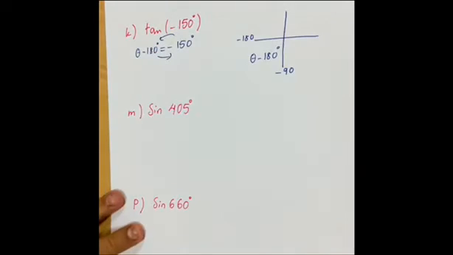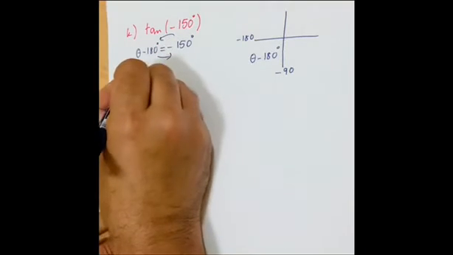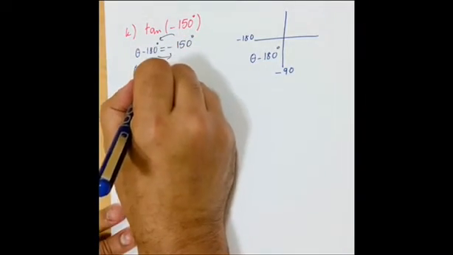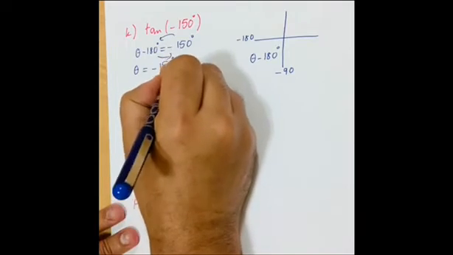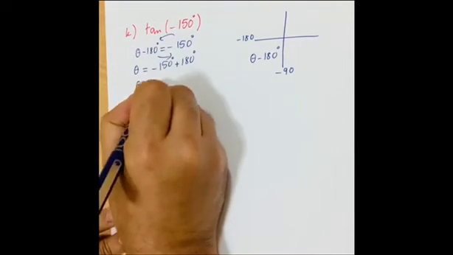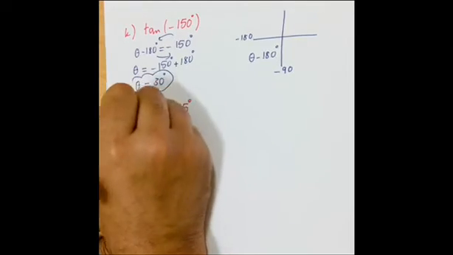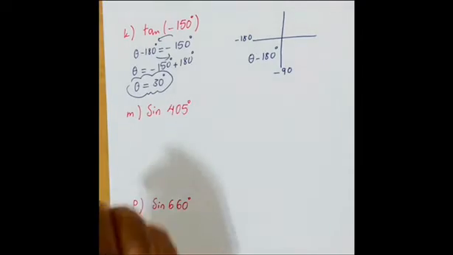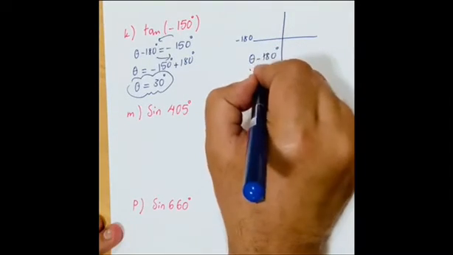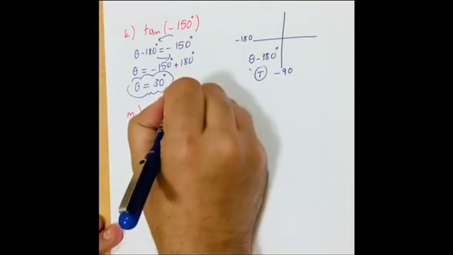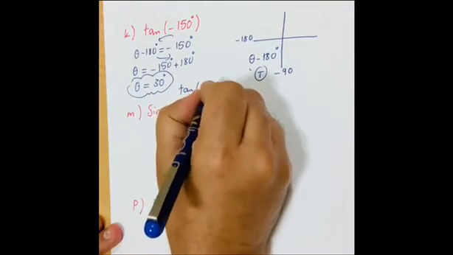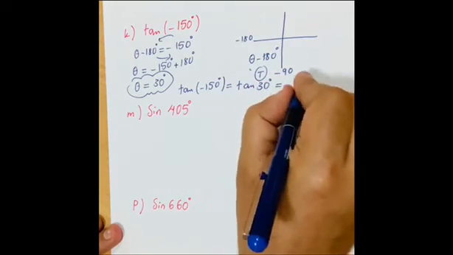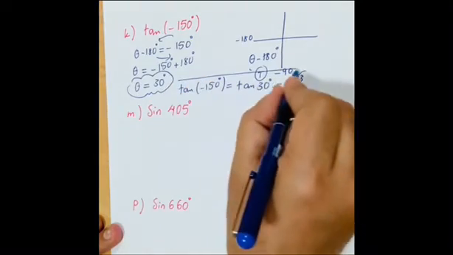We're going to swap the terms. Theta equals, or you can just move negative 180 to the other side. So negative 150 plus 180. So theta is 30. The equivalent angle to negative 150 in the first quadrant is 30 degrees. What is the sign of tan in this quadrant? Tan has a positive sign. So tan of negative 150 is equal to tan of 30, and tan 30 is root 3 over 3.